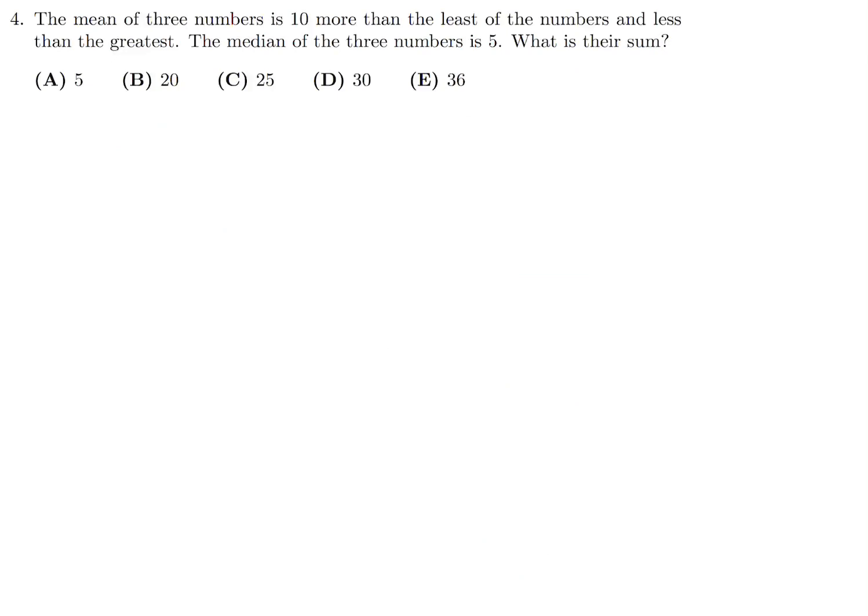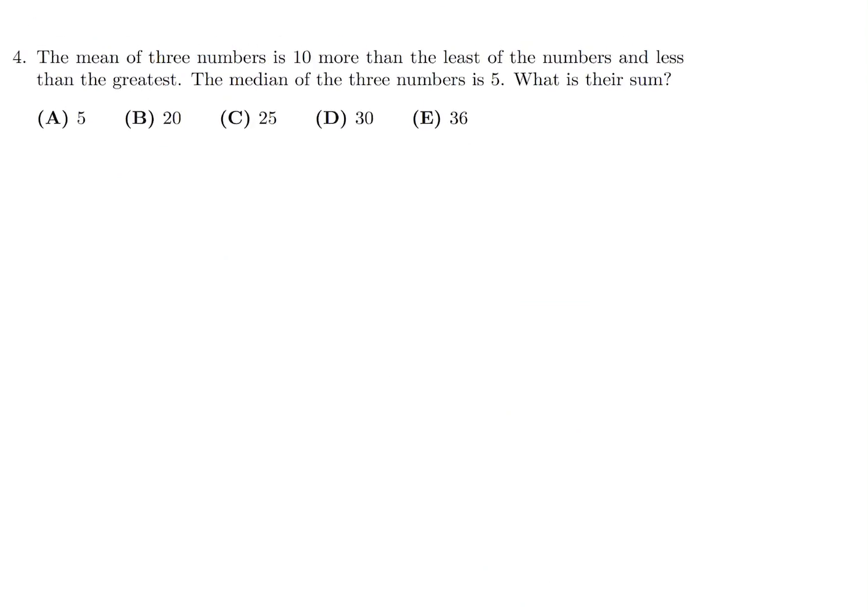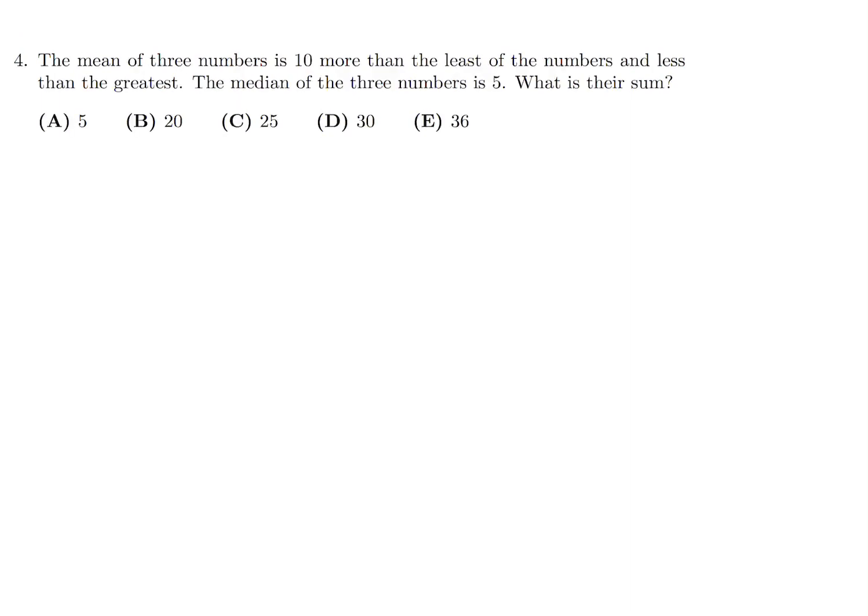The mean of 3 numbers is 10 more than the least of the numbers. And sorry, there's a typo. There's a number missing here, 15. And 15 less than the greatest. The median of the 3 numbers is 5. What is the sum? All right.